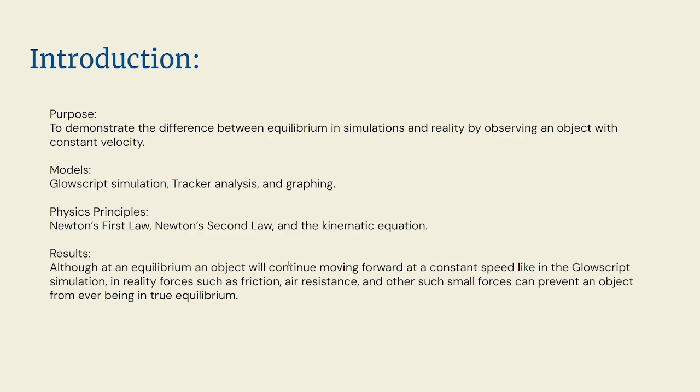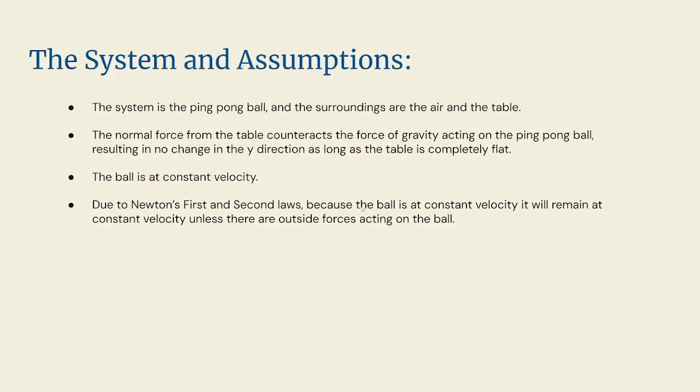A quick preview of the results is that although at equilibrium an object will continue moving forward at a constant speed in a simulation, in reality this is not so because of other forces such as friction and air resistance. Some quick assumptions we can make about this system is that the ball will be at constant velocity, and thus, due to Newton's first and second laws, because the ball is at constant velocity, it will remain at constant velocity unless there are outside forces acting on the ball.